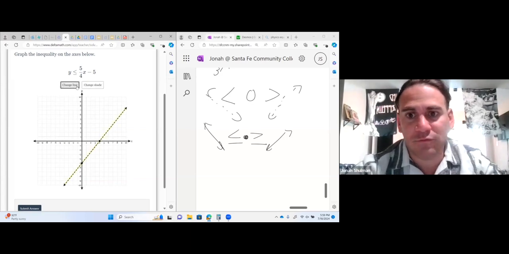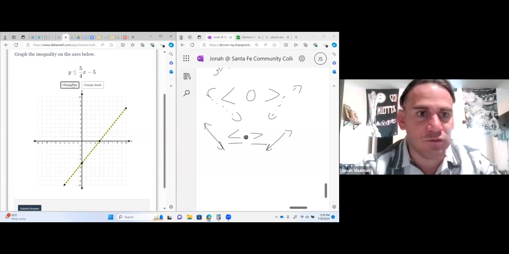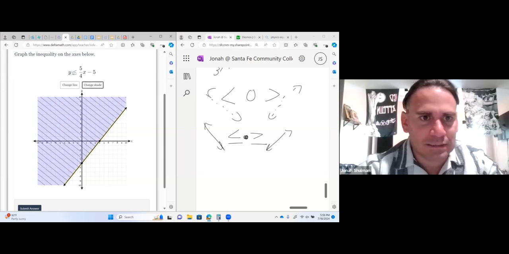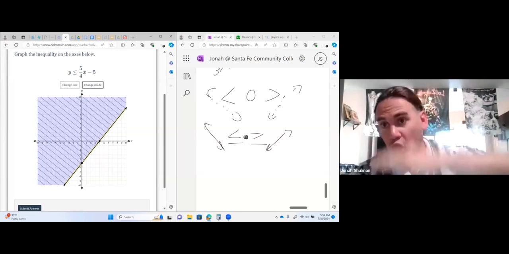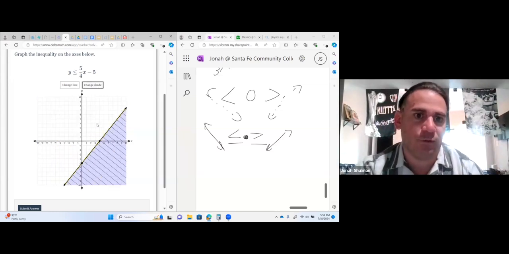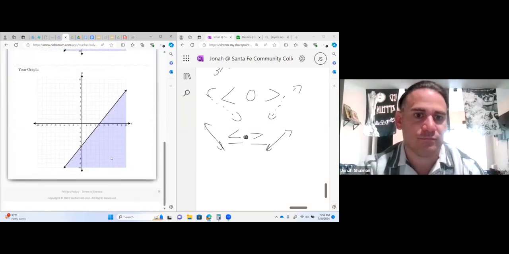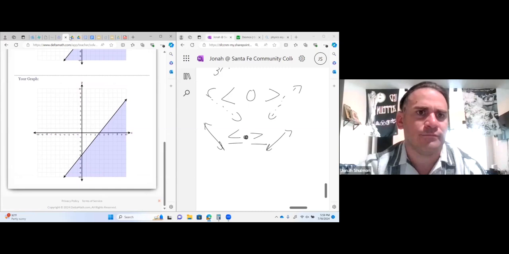Now it's solid, right? This would be if it's like this, equal to, so it's solid. And now we just have to put in the shade. Let's put in the shade. Nope. It is less than. So less than, for what? Under the line. Beautiful. We're going to do tons of it, but that's everything. Beautiful. All right.